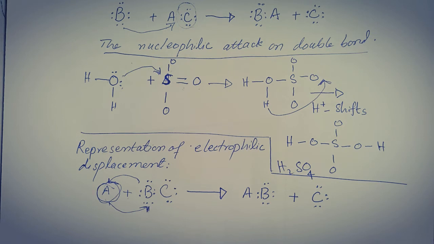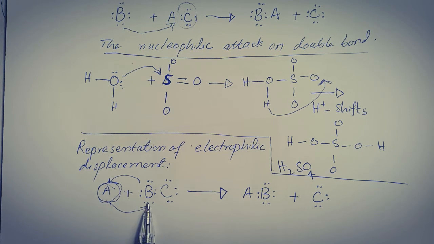So in simple words, we can say that if B is attacking on A, here B is electron rich and A is electron deficient, so this kind of attack is known as nucleophilic attack, and if A is attacking on B, then this kind of attack is known as electrophilic attack. So in electrophilic displacement, A is attacking on B and displacing C to make an A-B single bond, and C has been displaced.